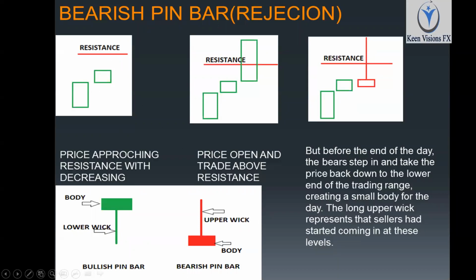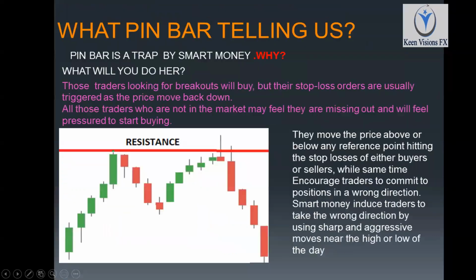This next one, price opened up and trades above the resistance. But before the end of the day, the bears step in and take the price back to a lower end of the trading range, creating a small body for the day. The longer wick represents that sellers have started coming in at those levels. So you can see examples of the bullish pin bar and also the bearish pin bar. We just explained how these form on your chart. These are going to be some great candles to start recognizing as we approach certain things in these markets. Now, what is a pin bar telling us?